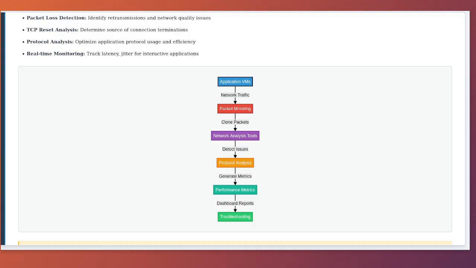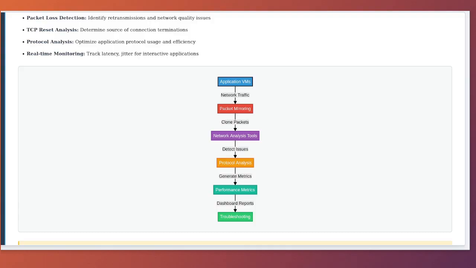Moving down the diagram, we see protocol analysis being performed. This involves examining how applications are using network protocols. For example, an application might be configured to use HTTP 1.1 when HTTP 2 would provide better performance. Or an application might be making many small database queries when a few larger queries would be more efficient. Protocol analysis of mirrored traffic reveals these inefficiencies that wouldn't be apparent from application logs alone.